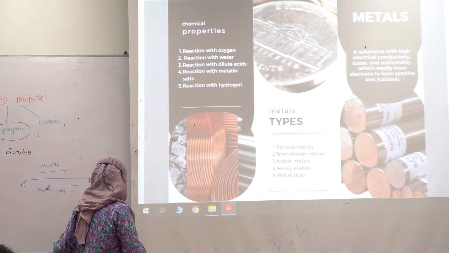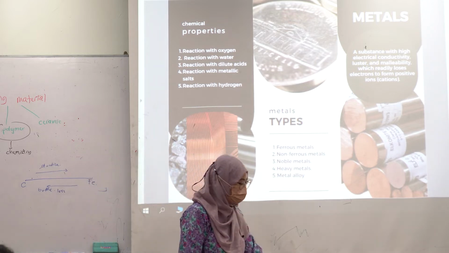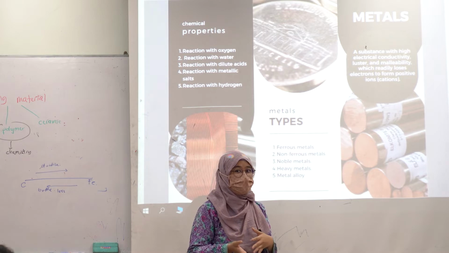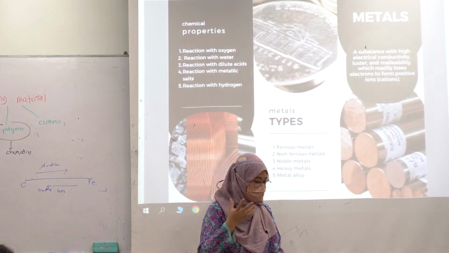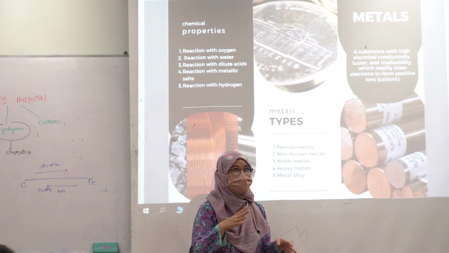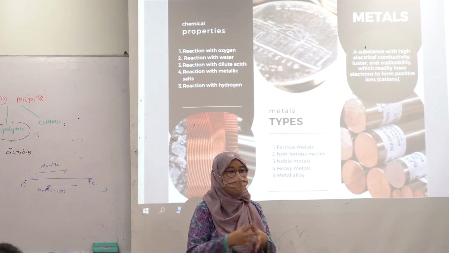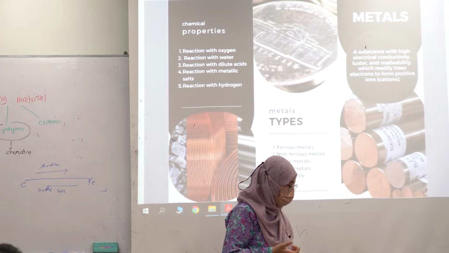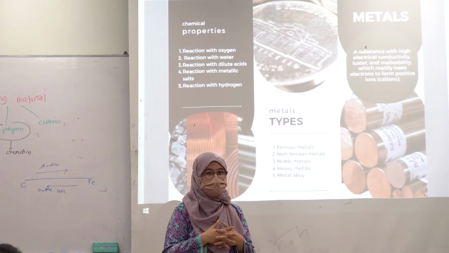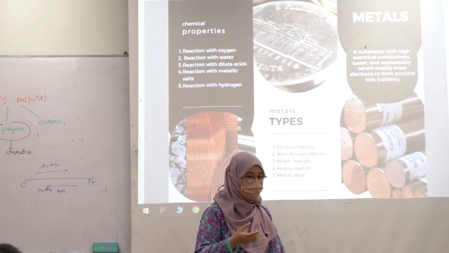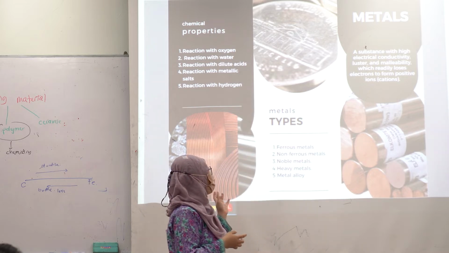So the next one is non-ferrous metal. Non-ferrous metal is basically metals with no iron present in it. So I think it's less common in construction also because it's not as strong as ferrous metal. So the next one, noble metals, it's like noble gas also. It's less reactive in liquid or in powder forms.